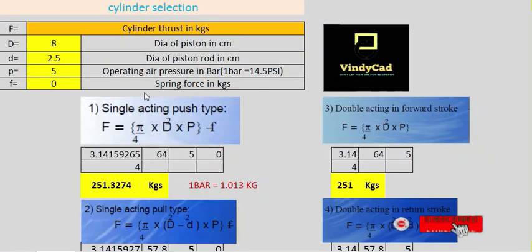Here you can find single acting push type. Its formula, the force we are going to calculate, is pi by 4 into D squared, which is our area formula, into P. P is our operating pressure. Here the yellow dialog box, you have to fill it as per your cylinder specification. Then you are going to find its thrust force in kgs.